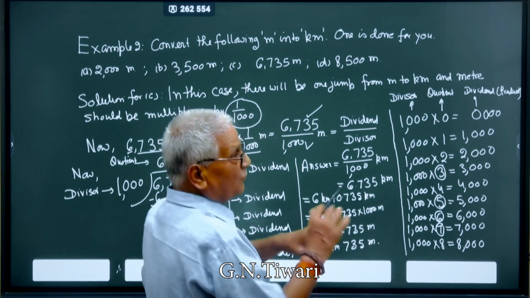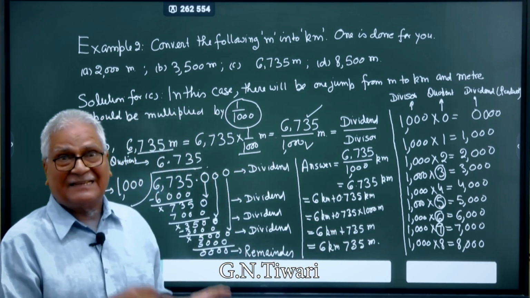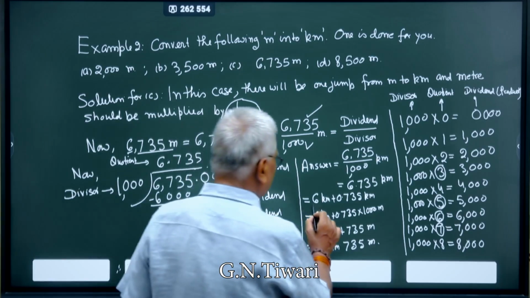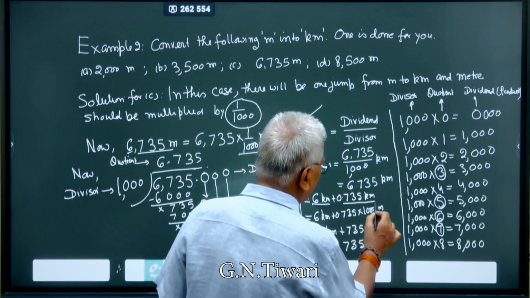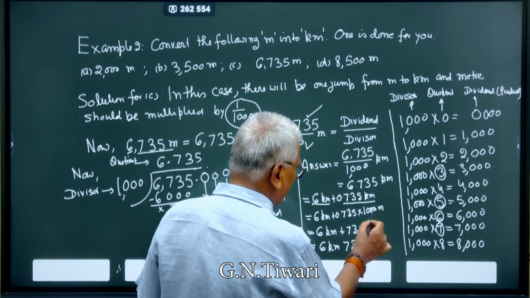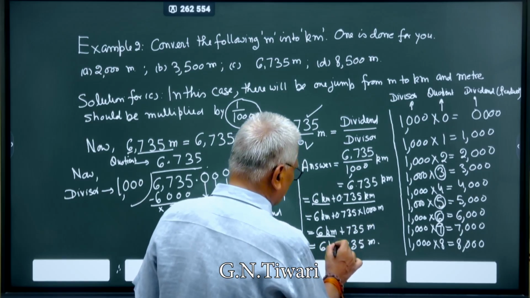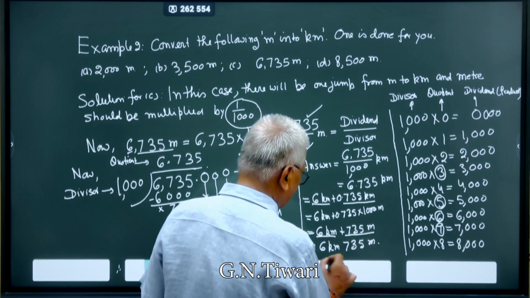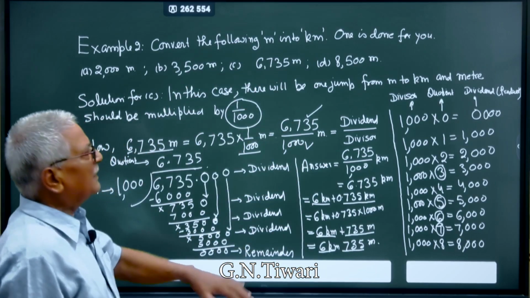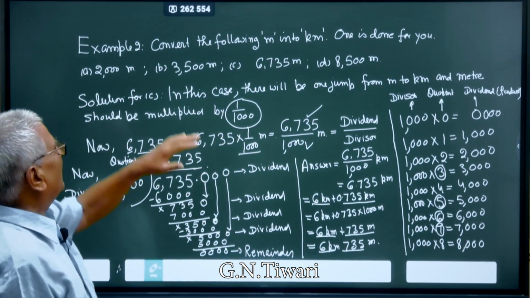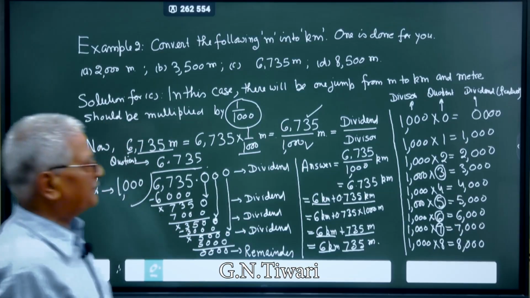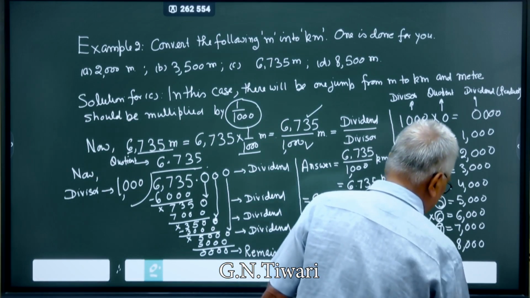But if you want to write the answer in kg and kilometer and meter, then you have to write 6 kilometer and 0.735 kilometer. Kilometer can be converted into meter by multiplying by 1000. So ultimately it becomes 6 kilometer, 735 meter. That is how it is converted from lower to higher. But if you want to go higher to lower, you have to multiply. This thing you have to remember.